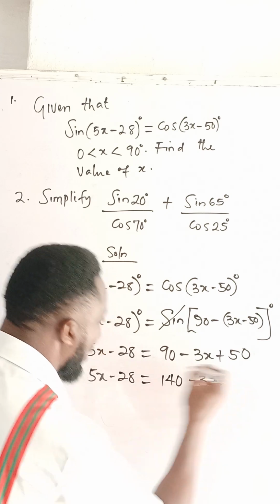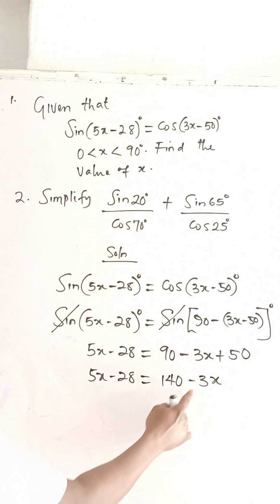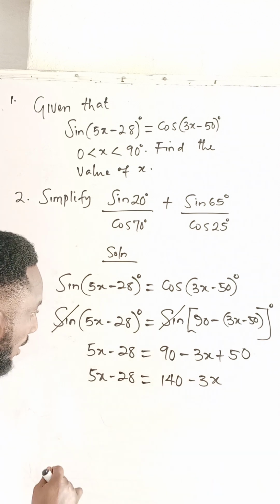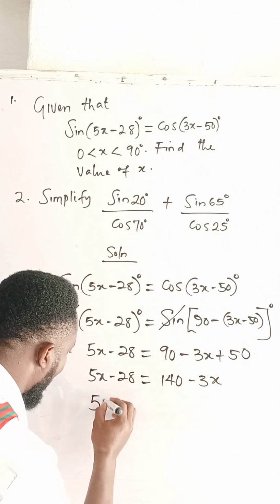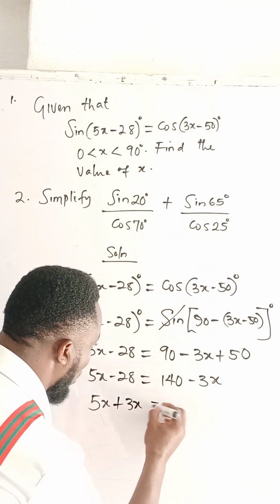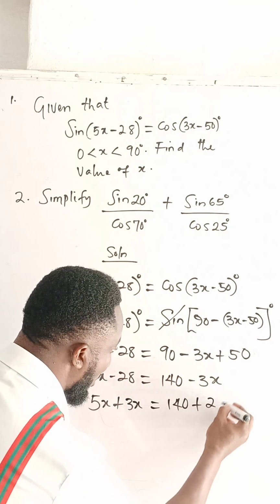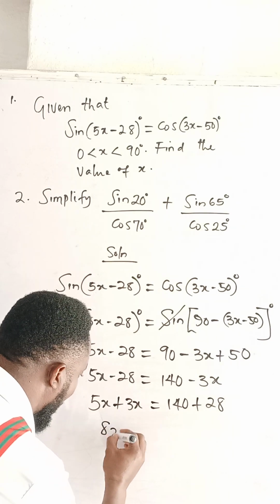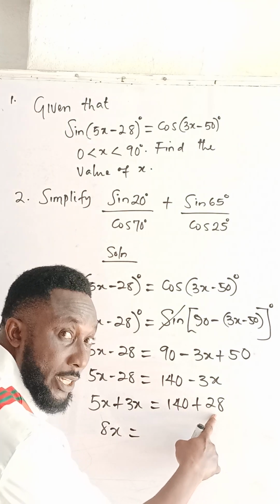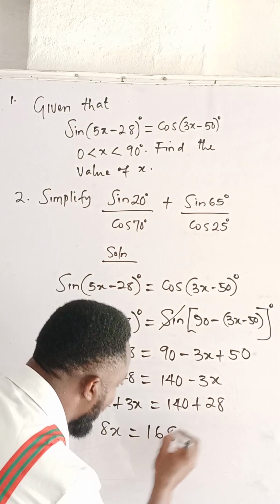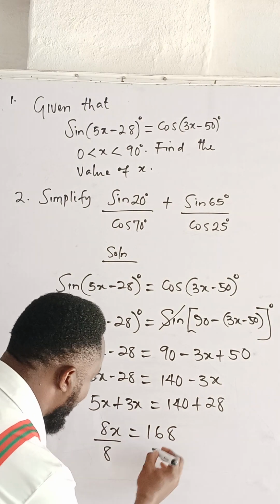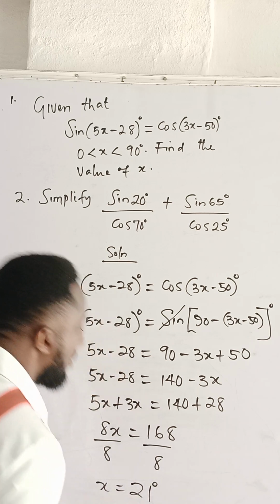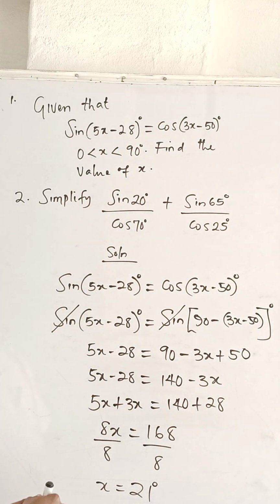140 minus 3x. Now if you take negative 3x to the left and take negative 28 to the right, the sign values will change. So we have 5x plus 3x equals 140 plus 28. So 5x plus 3x is 8x, so we have 8x equals 140 plus 28. That will give 168. If we divide both sides by 8, the value of x is going to give us 21 degrees. So this is the solution to this problem.